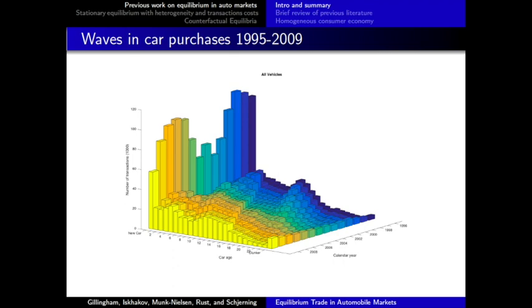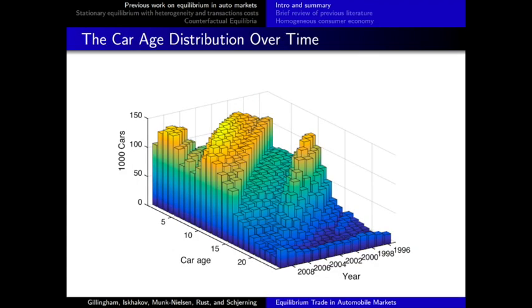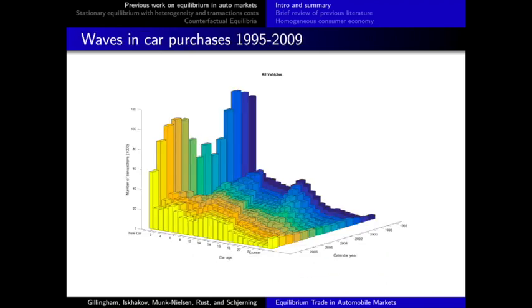Okay, so here are waves in the car purchases. These were the stock of cars. This is, so to say, the transactions of cars. Of course, most transactions are of new cars, and you can see here the new car sales. It's moving up and down with the business cycle. You got here the late 90s until the dot-com burst, and then you got the economy picking up again until 2008, where it drops again. So this is just reflecting new car purchases.